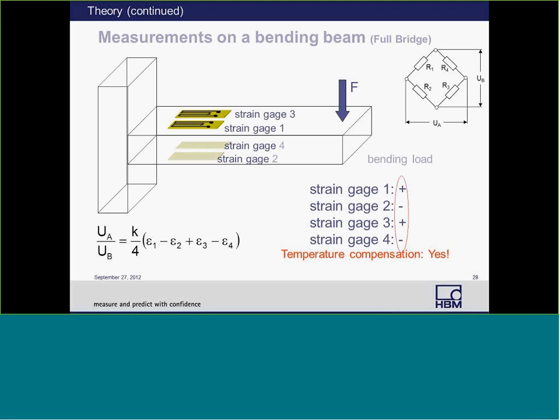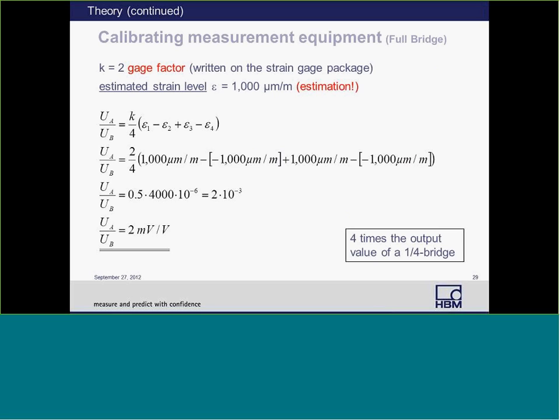And measurements on a bending beam with a full bridge. In this case we have 2 strain gauges on the top of the beam, 2 strain gauges on the bottom of the beam, in the configuration that you can see in the diagram on the right. When we use the same gauge factor of 2 and 1,000 microstrain deflection, we find that 2 millivolts per volt of excitation is our output, or 4 times the value of the quarter bridge.